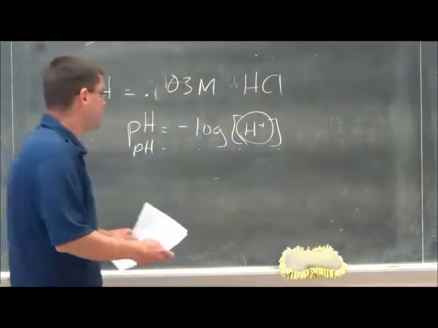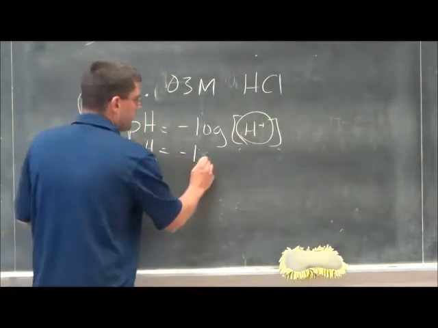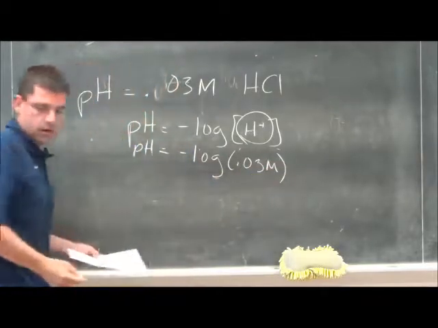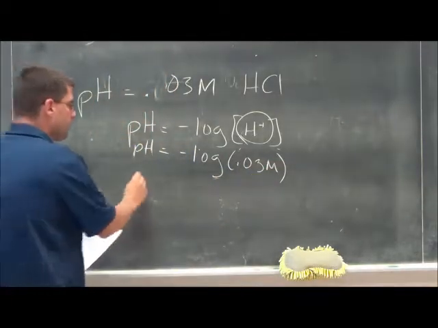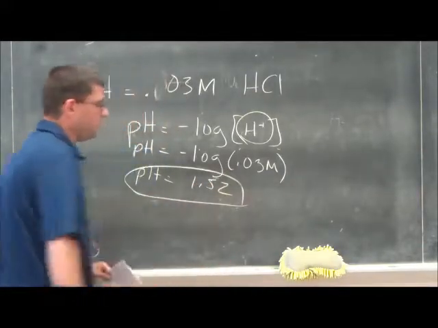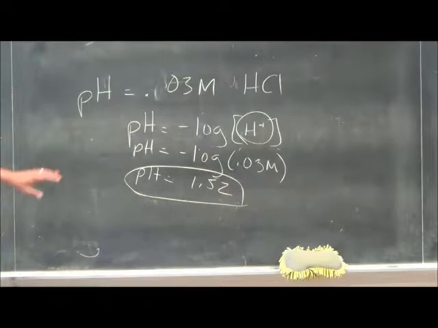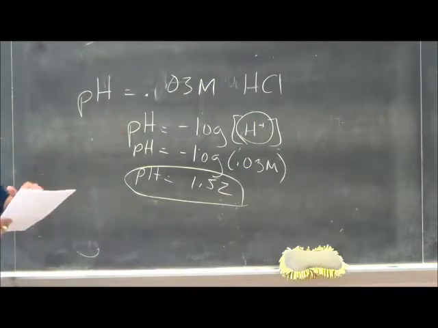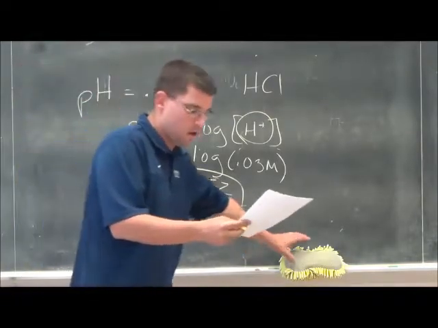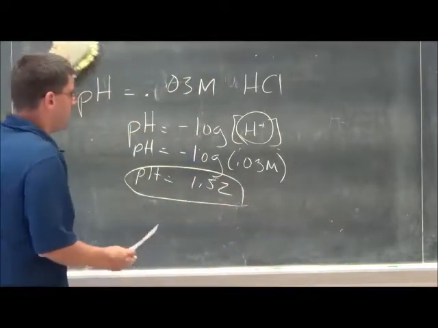Okay. So now we're at the pH of 0.03. pH equals negative log of 0.03 molar, the pH is going to lower and become 1.52. So the pH went down because we have a stronger solution of hydrochloric acid, more dissolved hydrogen ions. Okay, go down to number 4.